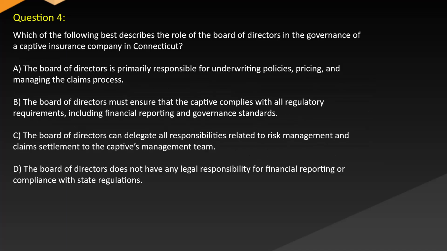Question 4. Which of the following best describes the role of the Board of Directors in the governance of a captive insurance company in Connecticut? A. The Board of Directors is primarily responsible for underwriting policies, pricing, and managing the claims process. B. The Board of Directors must ensure that the captive complies with all regulatory requirements, including financial reporting and governance standards. C. The Board of Directors can delegate all responsibilities related to risk management and claims settlement to the captive's management team. D. The Board of Directors does not have any legal responsibility for financial reporting or compliance with state regulations.